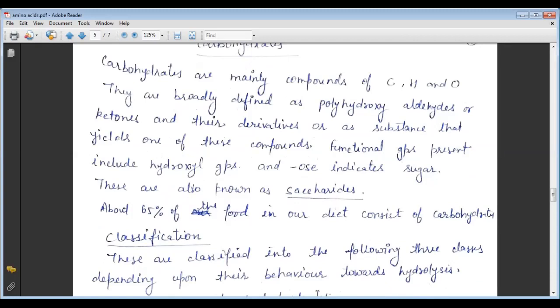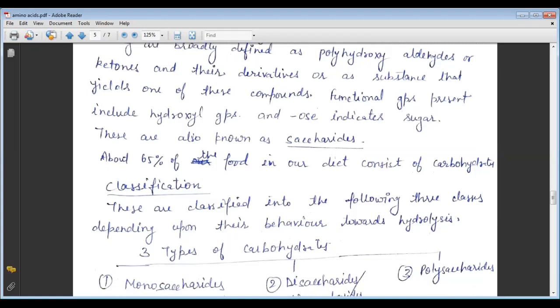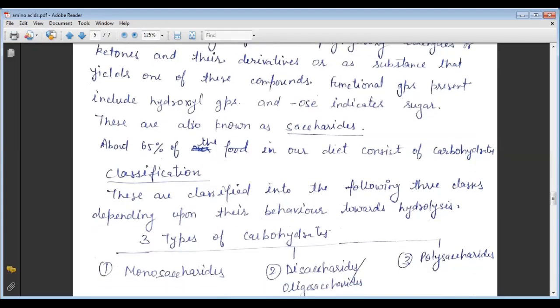They are broadly defined as polyhydroxy aldehydes or ketones, and their derivatives, or substances that yield one of these compounds. This is the new definition of the carbohydrate. The functional group present is the hydroxyl group. The ending -ose indicates a sugar. These are also called saccharides. About 65% of the food in our diet consists of carbohydrate.